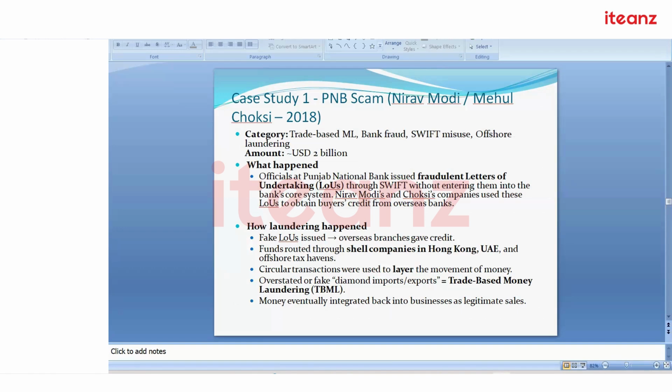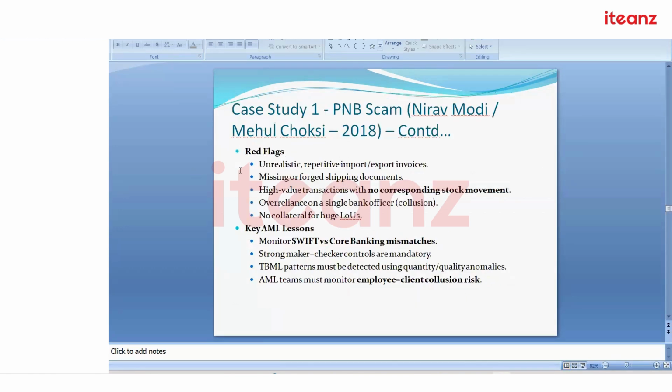So what happened is they got the loan and they used that money for a different purpose. It was not for their diamond business and all that. They used it for some other things.